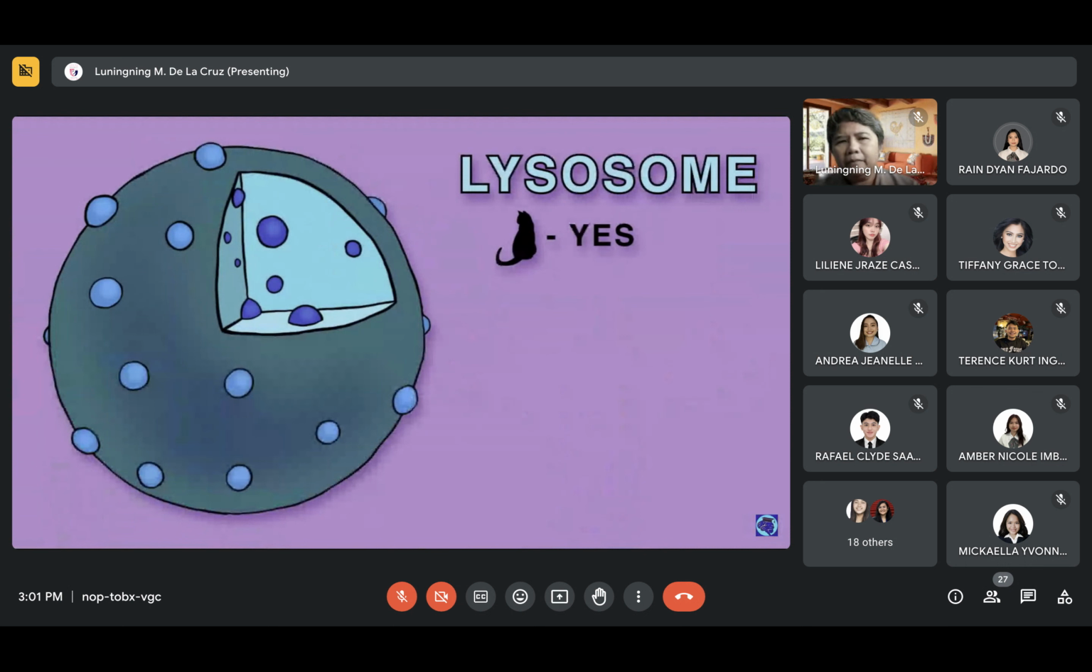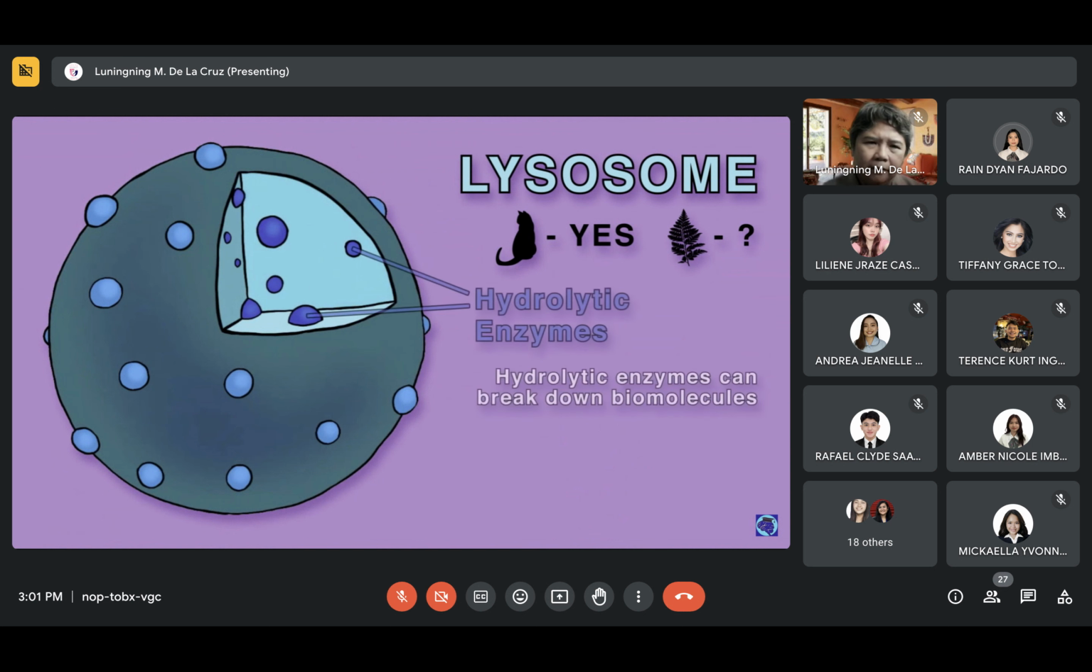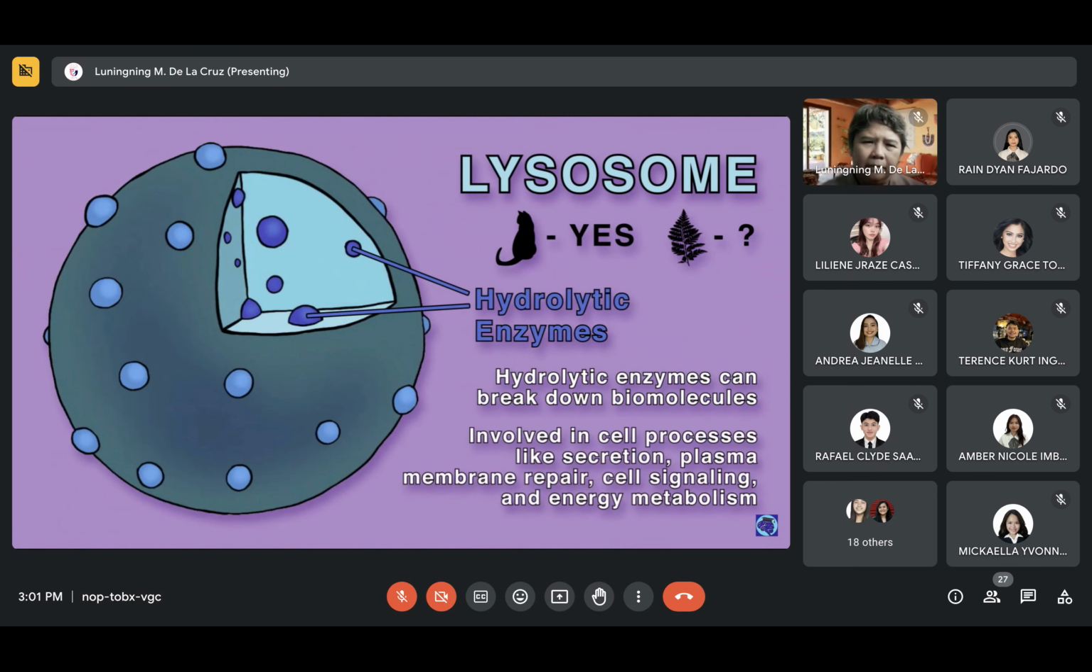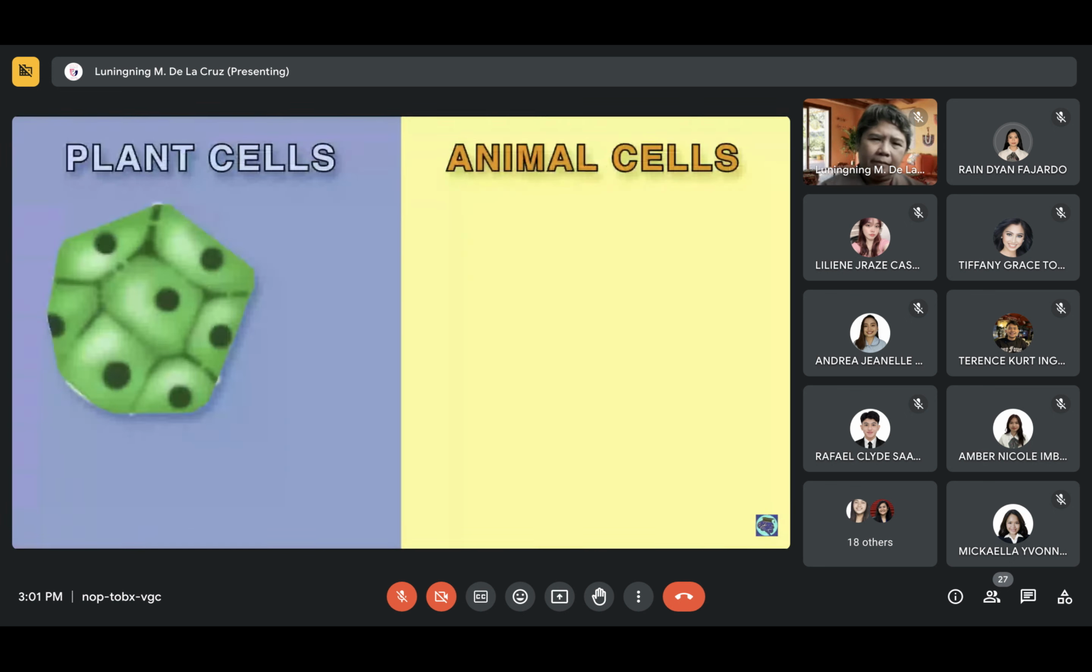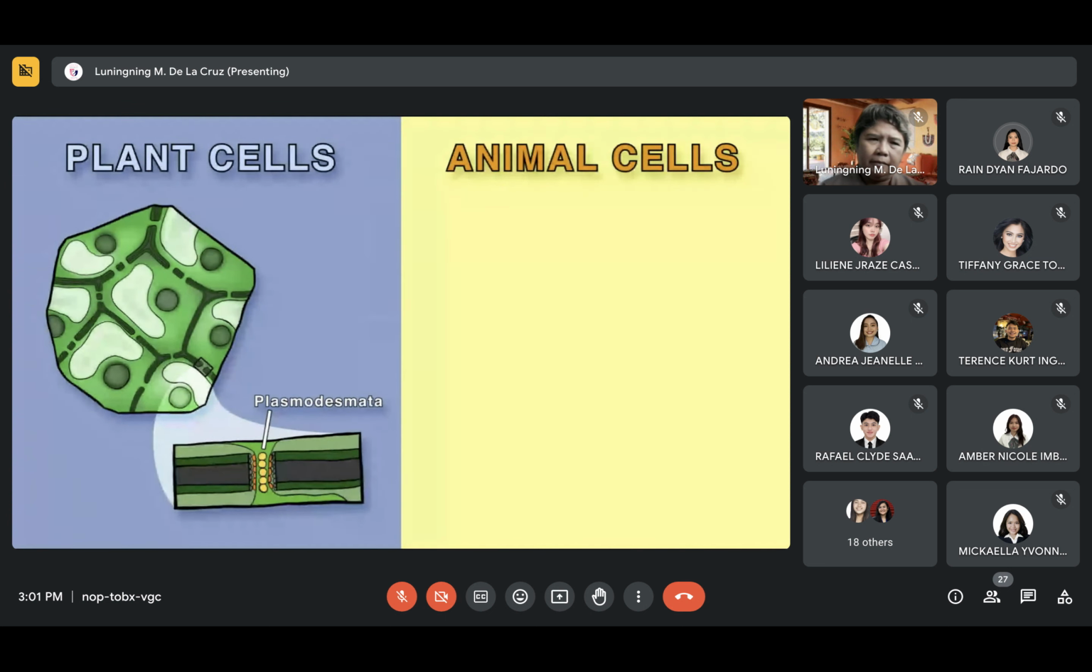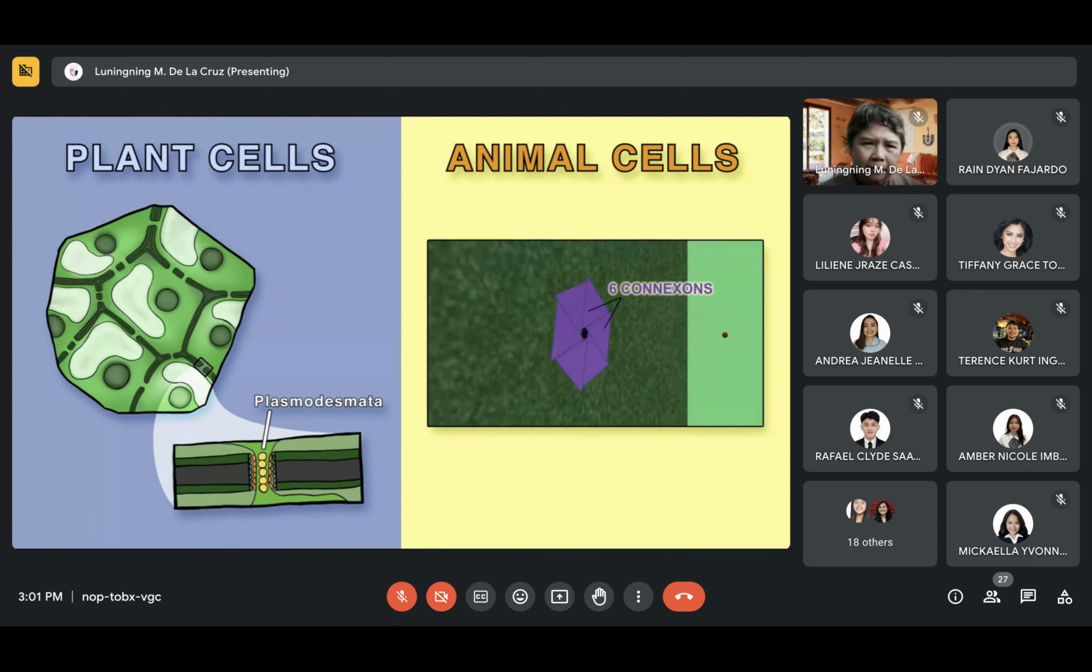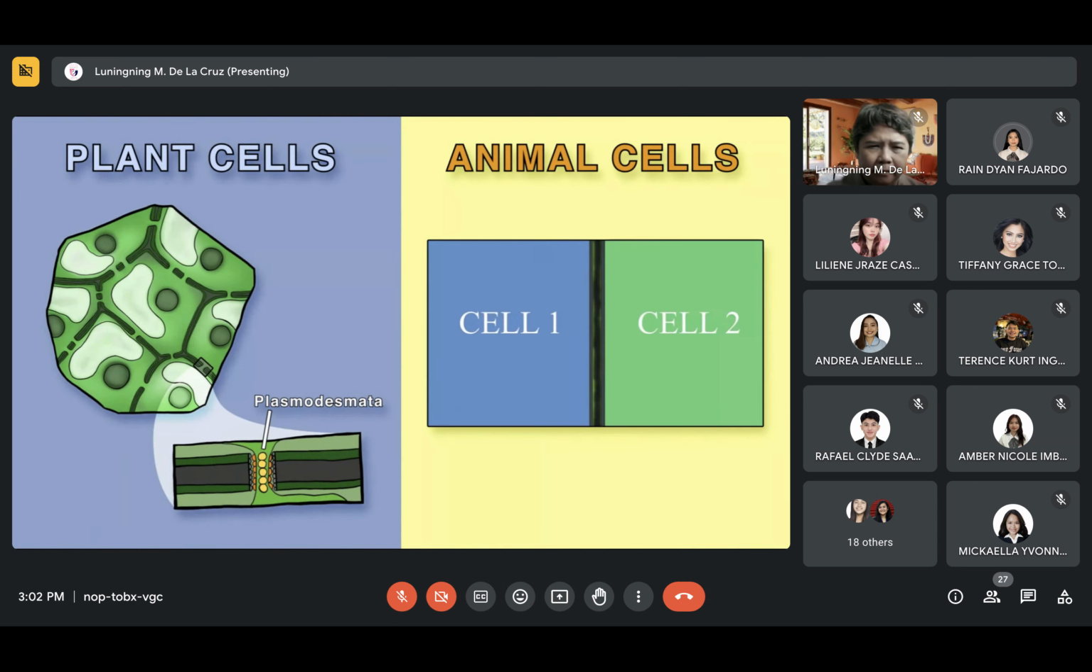Animal cells have clearly defined lysosomes. However, it's still debated whether some plant cells have them. Lysosomes are membrane-bound spherical vesicles containing hydrolytic enzymes that can break down biomolecules. They are involved in cell processes like secretion, plasma membrane repair, cell signaling, and energy metabolism. Plant cells also have plasmodesmata, which are channels that connect two plant cells. An analogous structure in animal cells is the gap junction, which connects the cytoplasm of two adjacent cells.